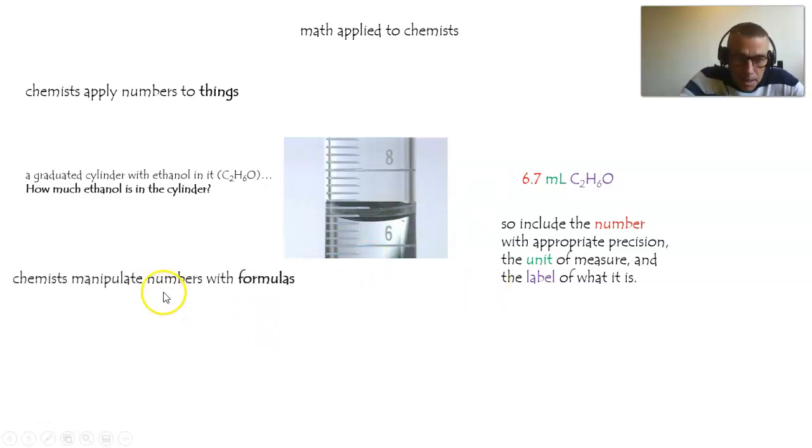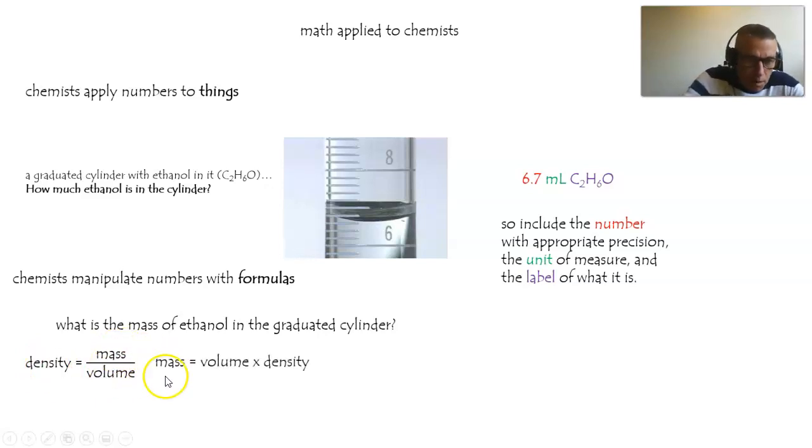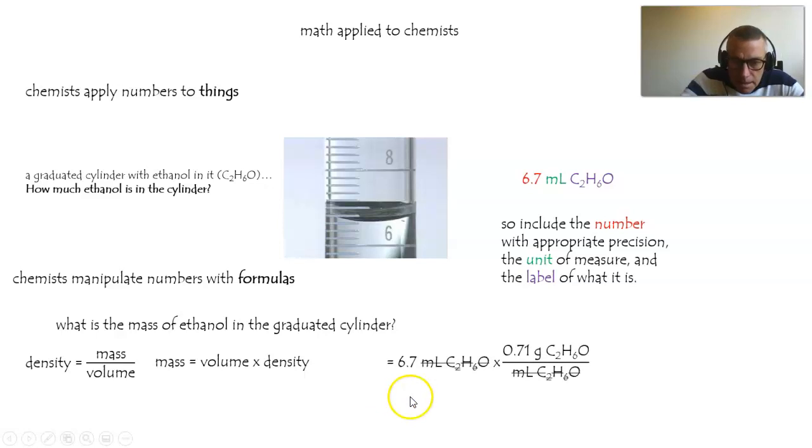Chemists also manipulate these numbers with formulas, and in this particular case, suppose we'd like to know the mass of ethanol in that cylinder. Now we could just weigh it, but we could also use a formula. Density is equal to mass over volume, so we have the volume. We can look up the density, and from that we can get the mass. Let's rearrange that formula. Mass is equal to volume times density. And let's look up the density, and we find out that it's 0.71 grams per milliliter.